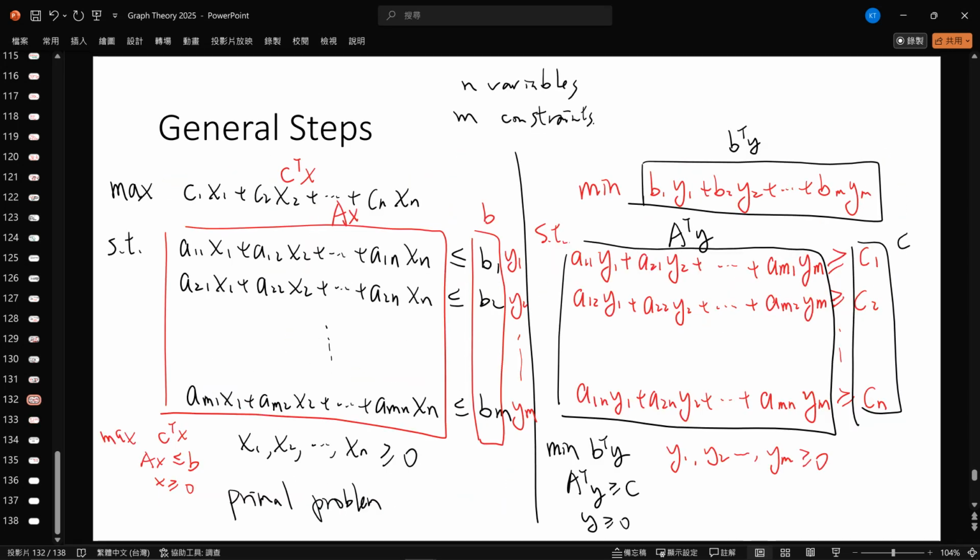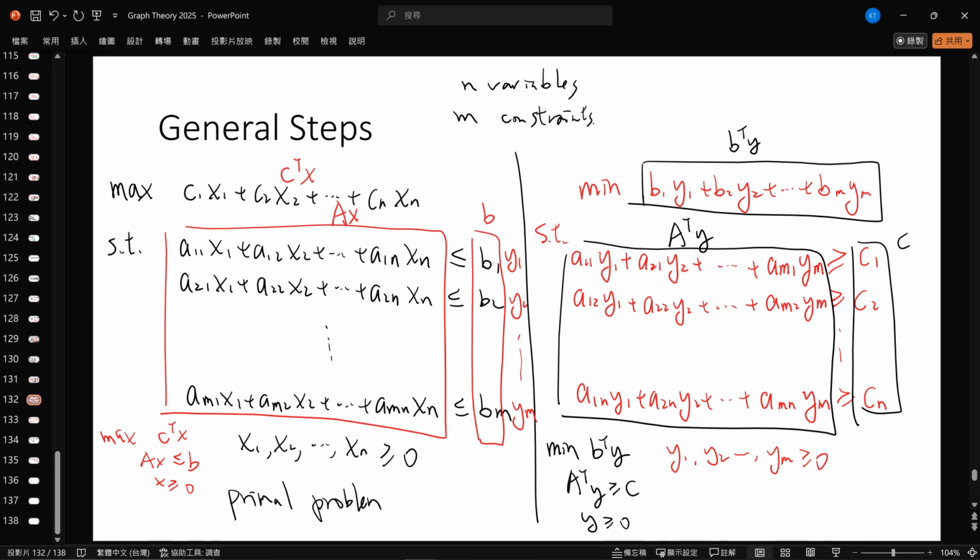If we consider the general form of a linear program, we can write the objective function as c1x1 plus c2x2 up to cnxn. Here we assume there are n variables, x1 up to xn, and we have m constraints, where each constraint is in the form a11x1 plus a12x2, and so on up to a1n xn, at most b1. This is the first constraint, and in general we have m constraints.